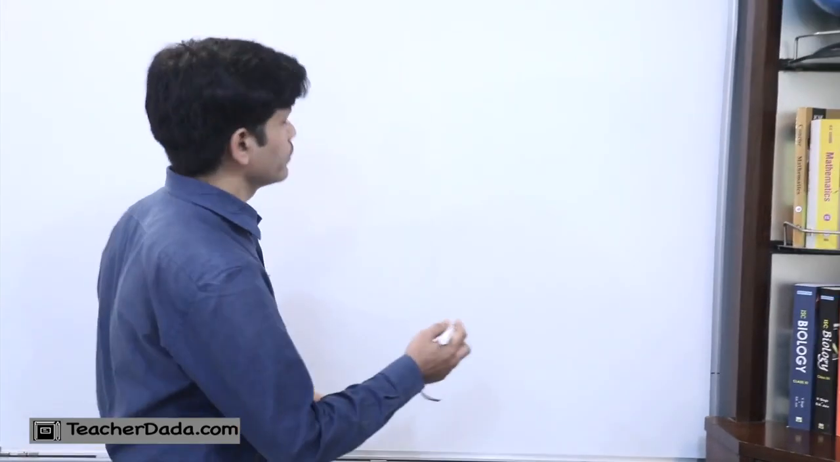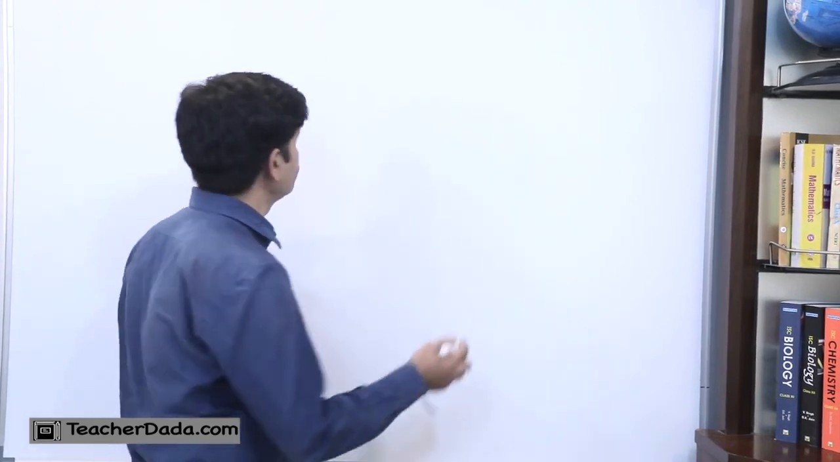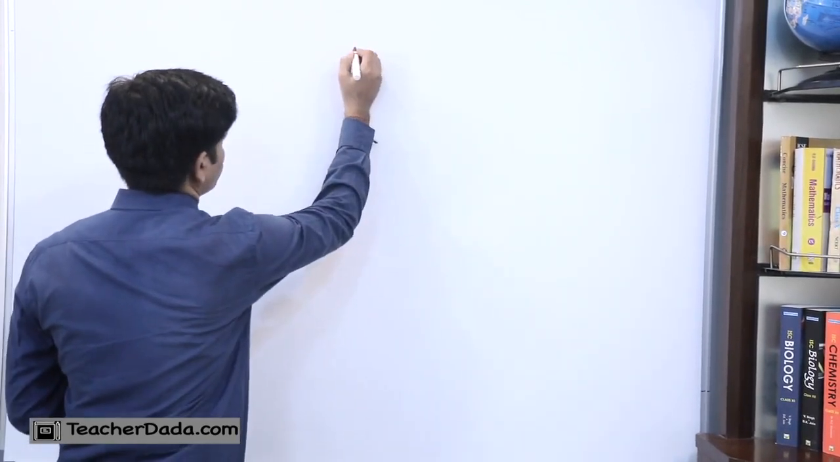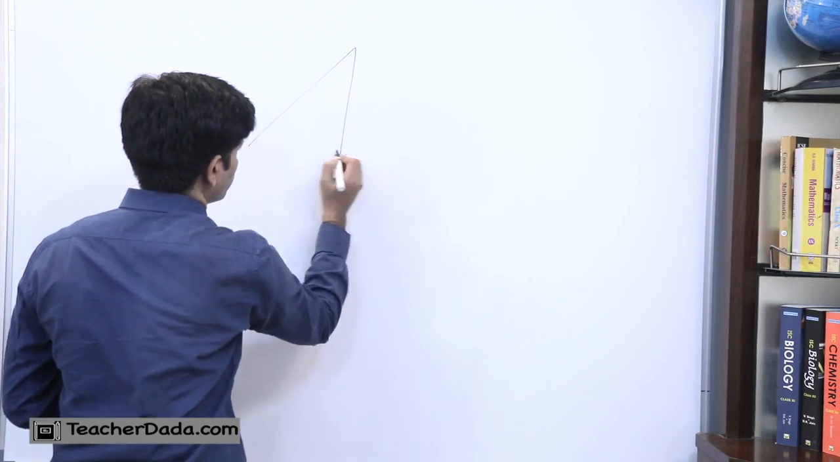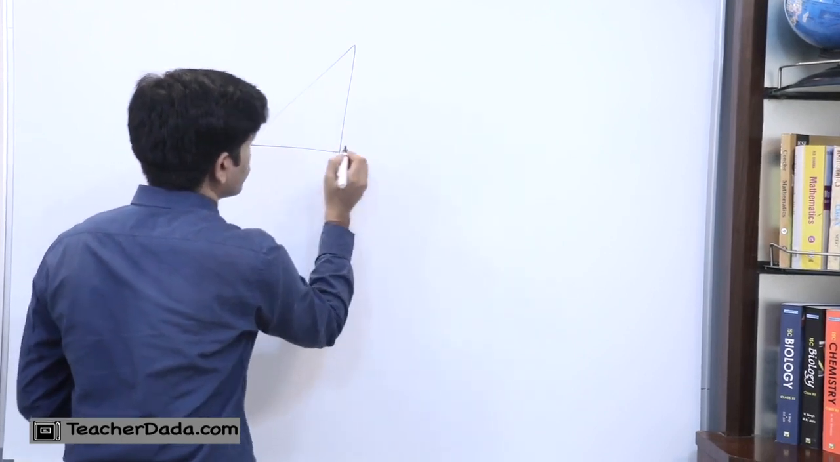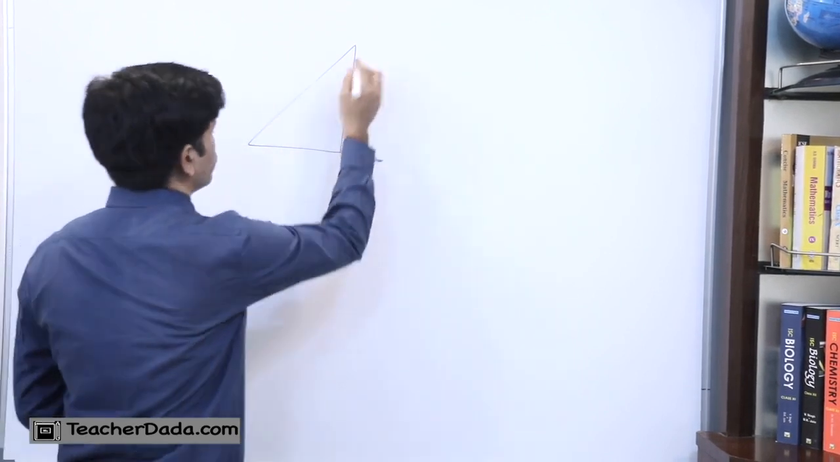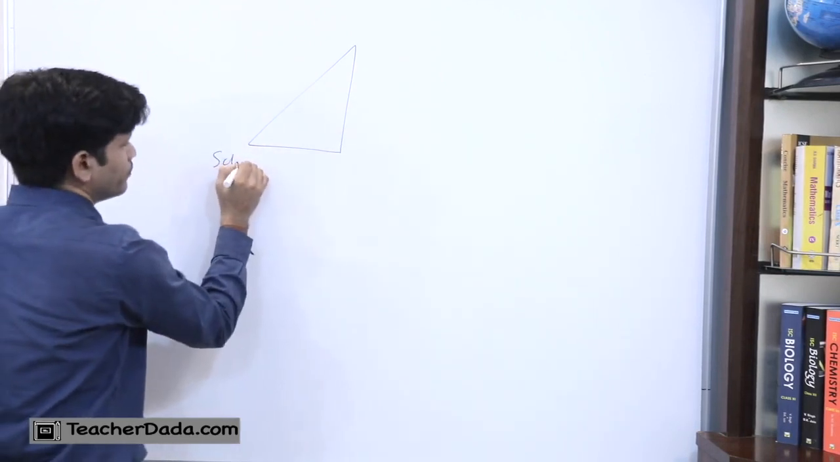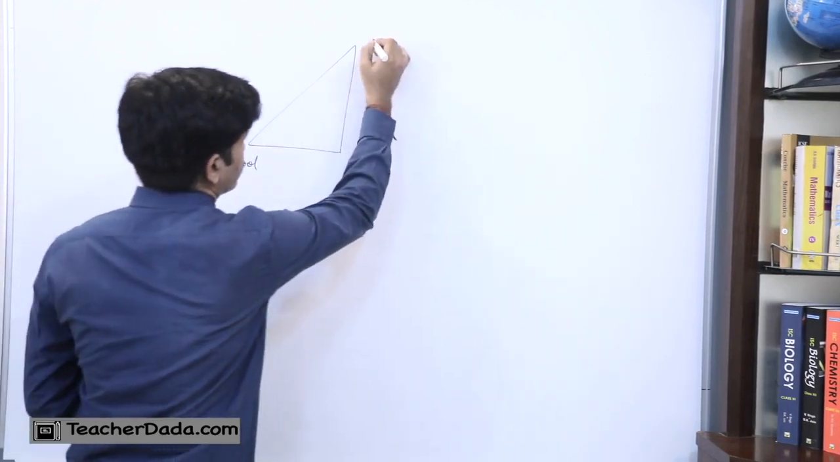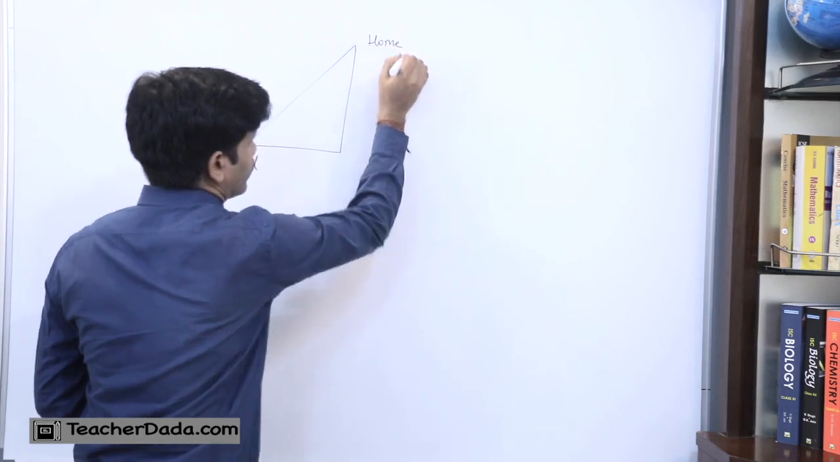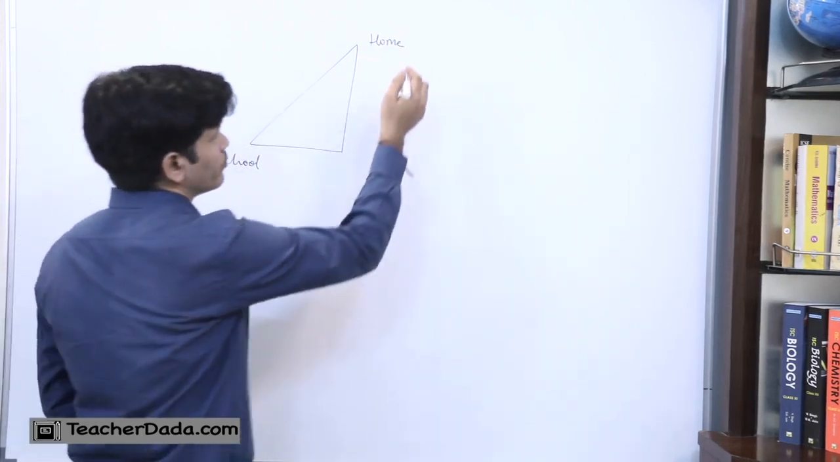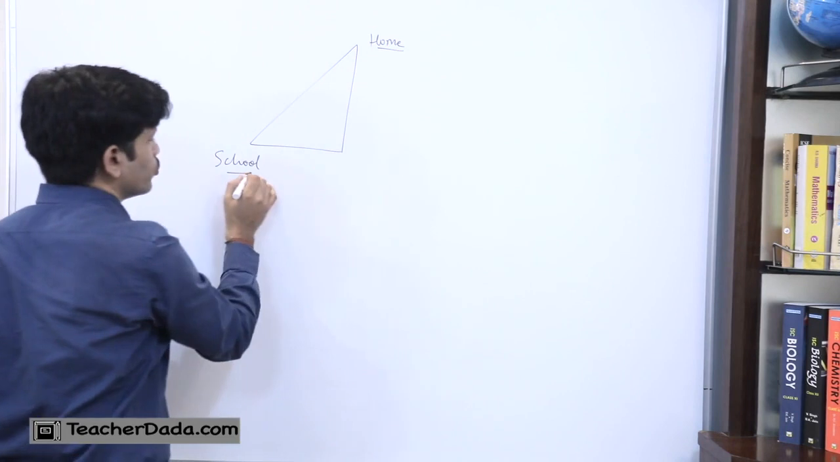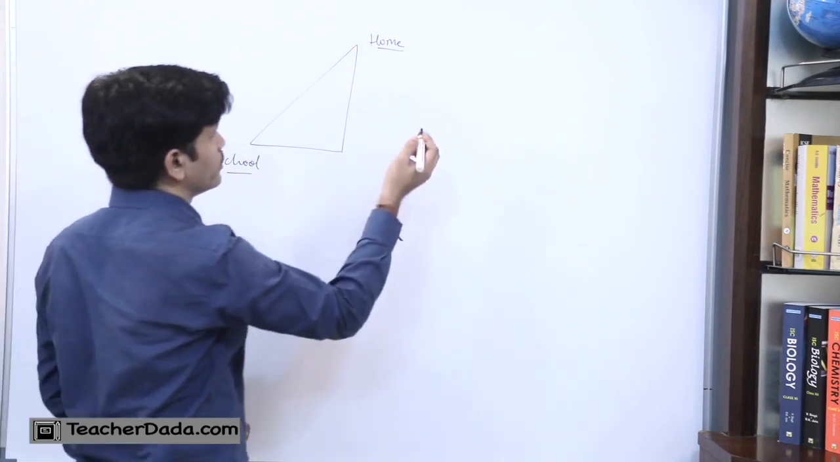Let us study some differences between the distance and displacement. So what are the differences? Let us take one simple example. Now suppose here is the school and here is the home, and there is a boy who starts from home and he wants to go to school. So what are the distances?